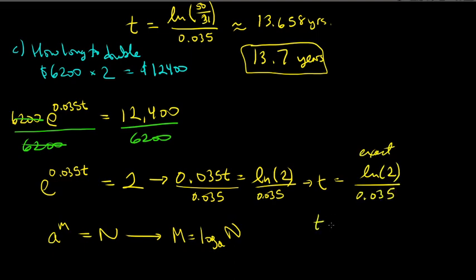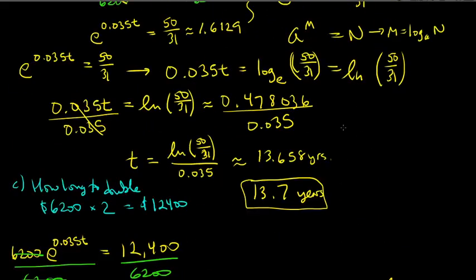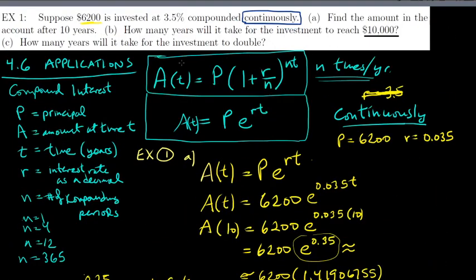And then the approximate answer, again, just use your calculator. I get about 19.8 years. So almost 20 years for your money to double. Well, assuming that the interest rate is 3.5%, and we're compounding continuously.